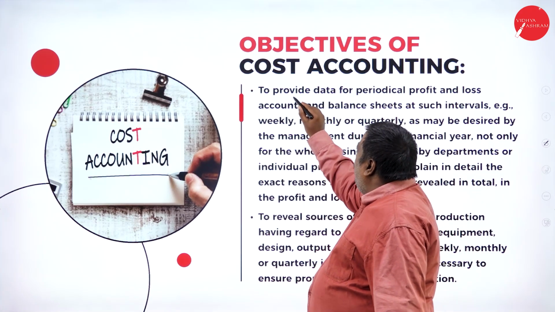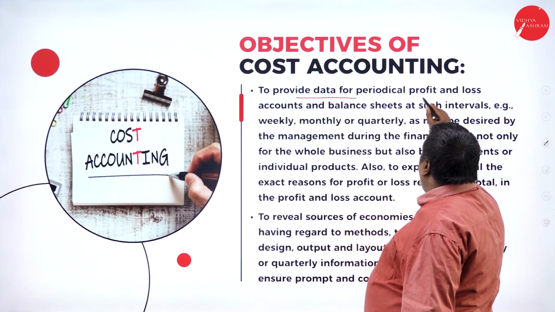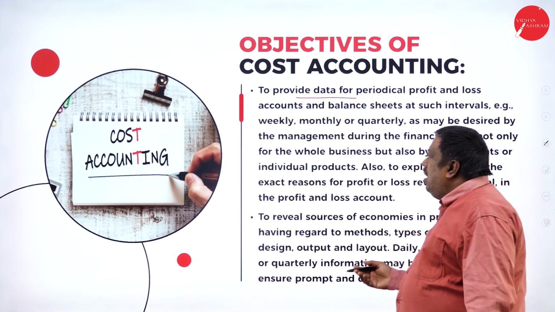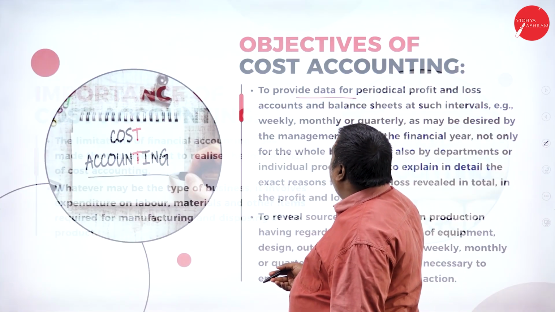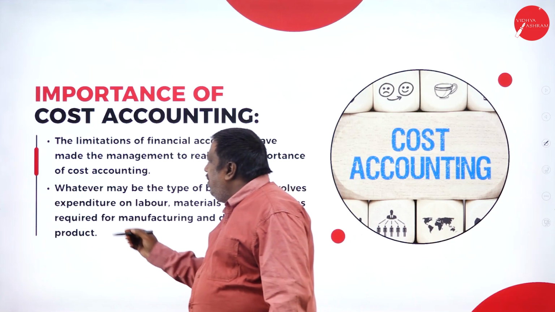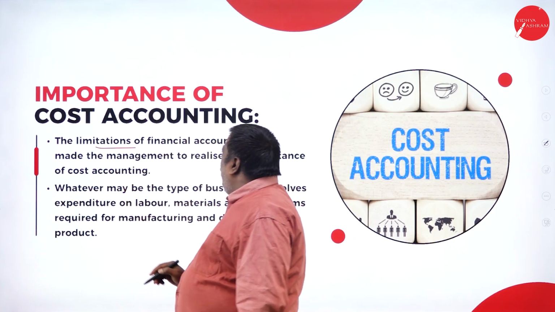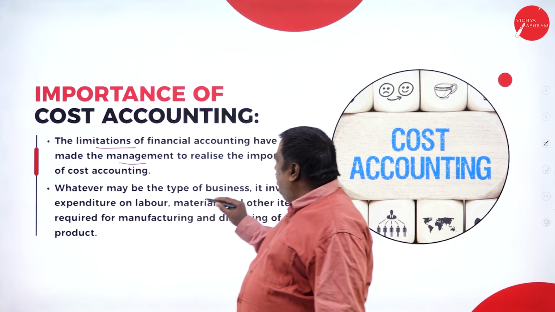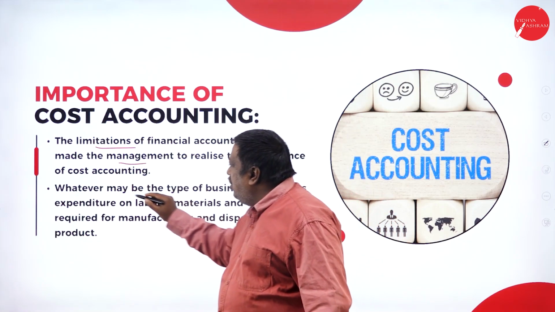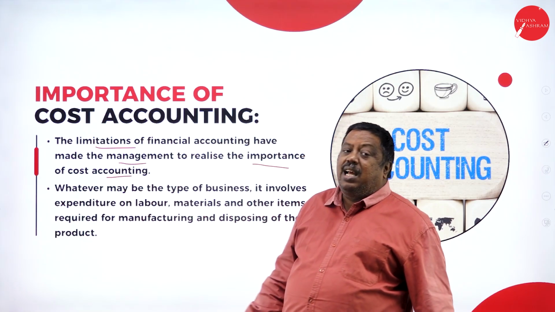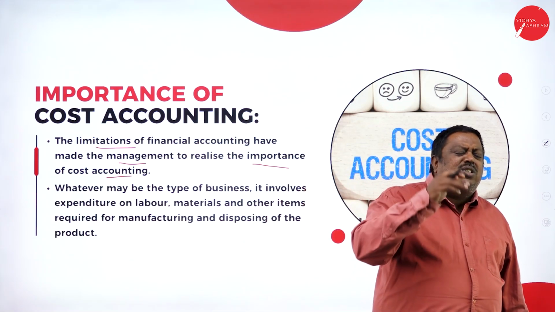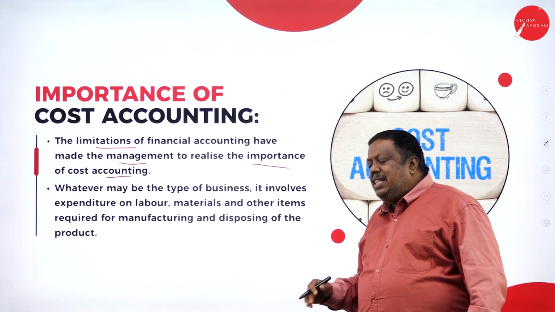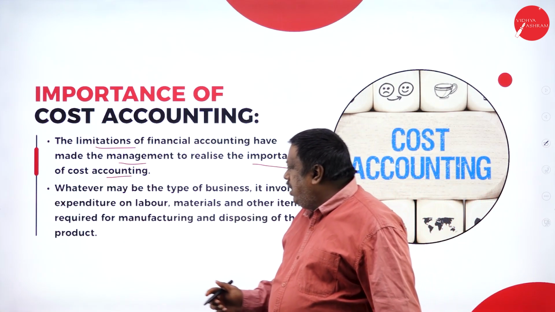Next we have here to provide data for periodical profit and other things and reveal the information on the process. Next we have here the limitation of financial accounting have made the management to realize the importance of cost accounting. They're saying that there are a lot of limitations in financial accounting. For that reason, they started cost accounting.